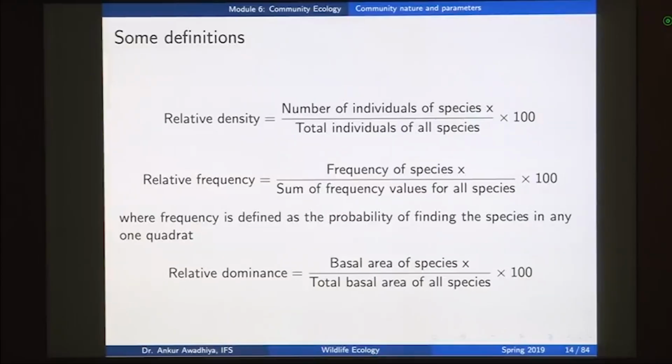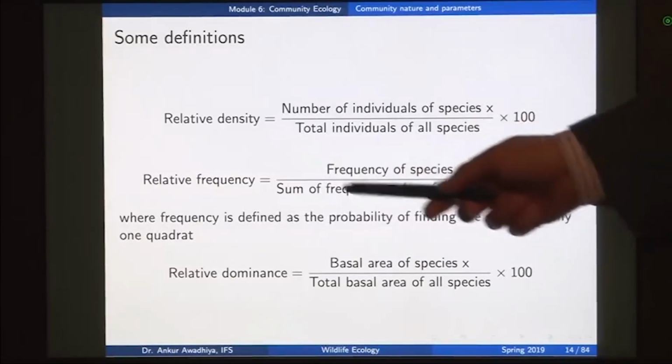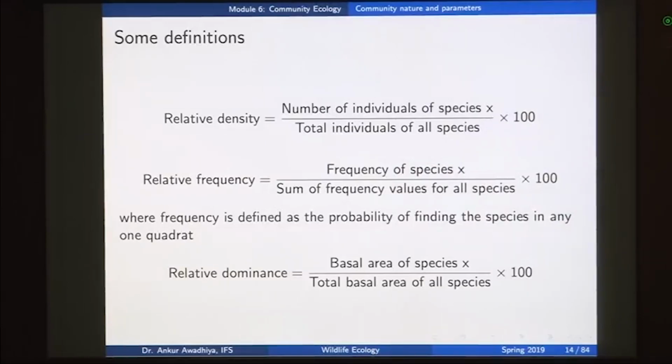We had also defined relative frequency as the frequency of finding the particular species, in this case the species X, in any quadrate divided by the sum of the frequency values of all the different species. And we had also defined relative dominance in terms of the basal area of the species. This definition of relative dominance is primarily used in the case of trees, but in the case of other species, when we are talking about say herbs or shrubs, we can make use of other definitions of relative dominance.